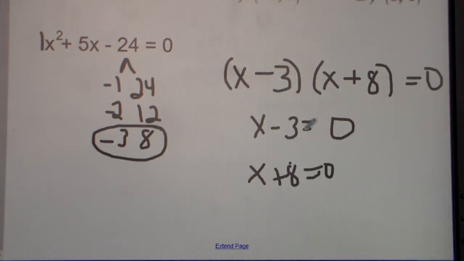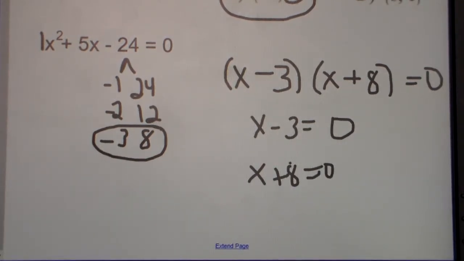And then you could use your inverse operations. Minus 3, we add 3 to both sides, so we get x equals 3. And we have an x equals negative 8 because we subtract 8 from both sides. So our answer is going to be C for number 1.